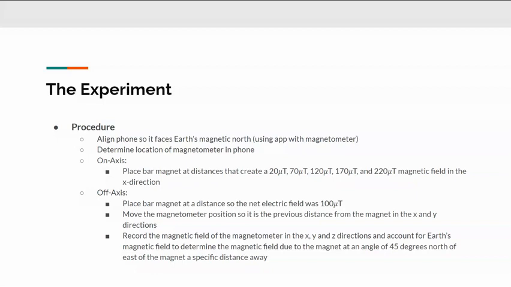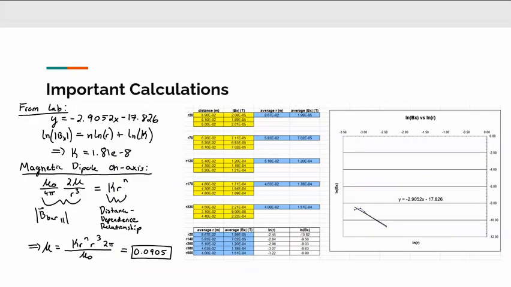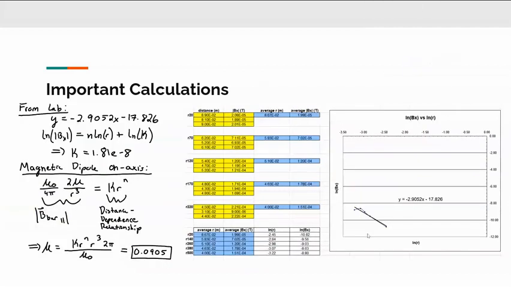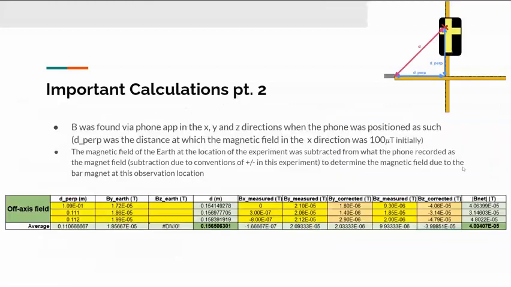And then after all this data was collected, it was computationally used in the Excel sheet to determine, as shown here, this logarithmic scale for the on-axis, and we'll show later on some things for the off-axis. But for these calculations to determine 0.0905 amperes meters squared as the magnetic dipole moment, this was followed here. And then this is scaled logarithmically, like I said. And then for the off axis, the magnetic field was found in the x, y, and z directions, and then accounted for was the Earth's magnetic field to determine the magnetic field due just to the magnet.